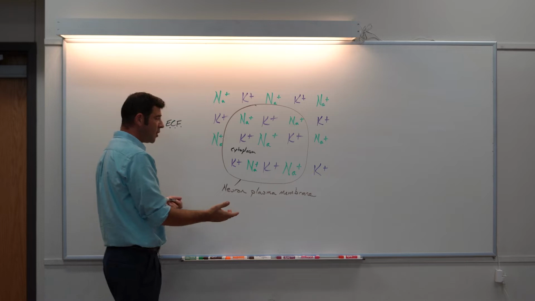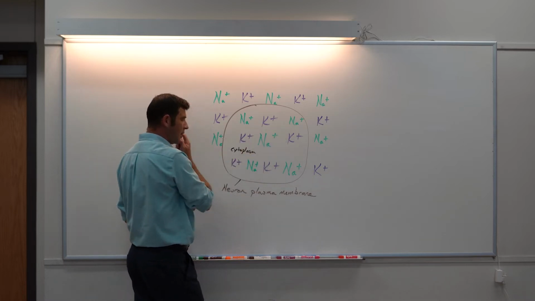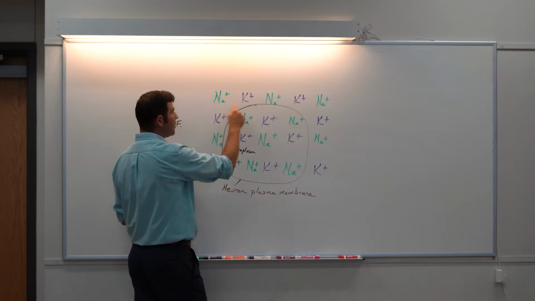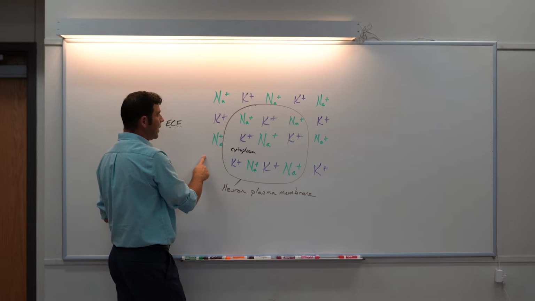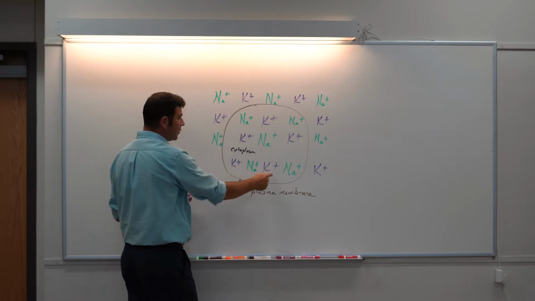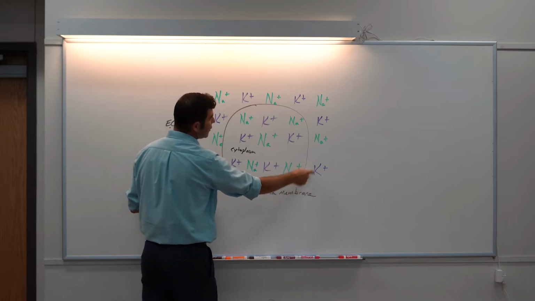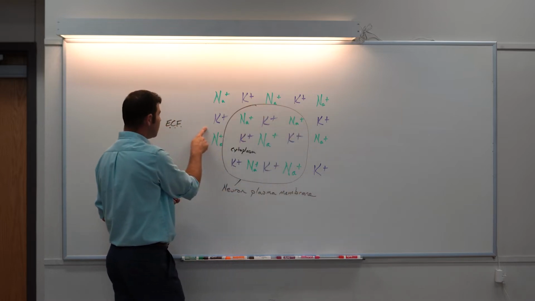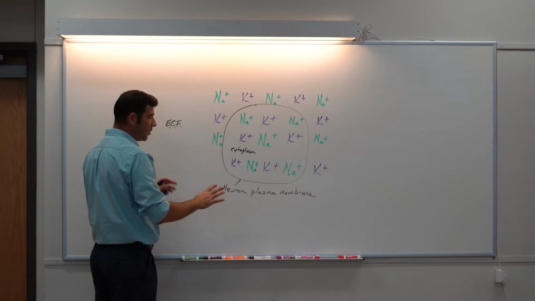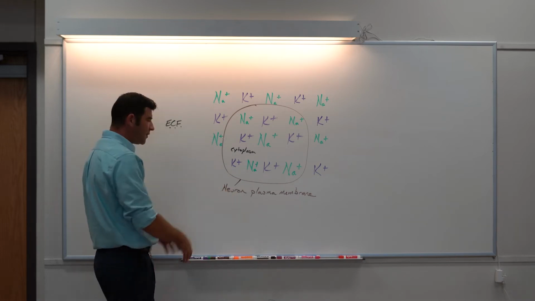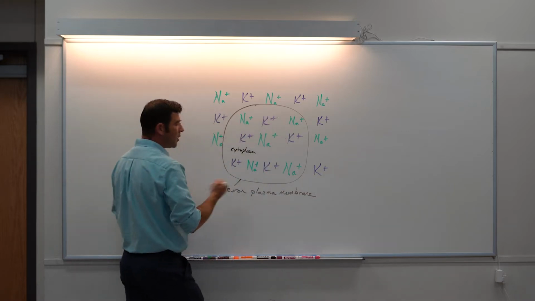If we count the number of sodium ions in the cytoplasm of the cell, we can count 5 sodium ions. And if we count the number of sodium ions in the extracellular fluid, there are also 5 sodium ions. If we wanted to count potassium ions, we can count 5 potassium ions in the cytoplasm. And there's also 5 potassium ions in the extracellular fluid. So we've got an even distribution of potassium ions and sodium ions on either side of the membrane.